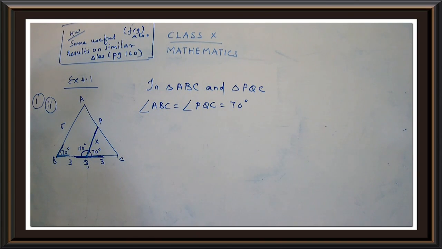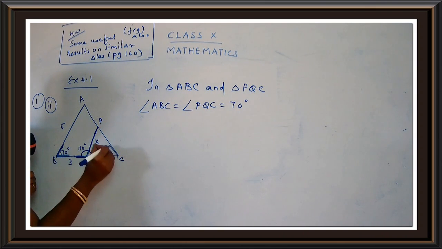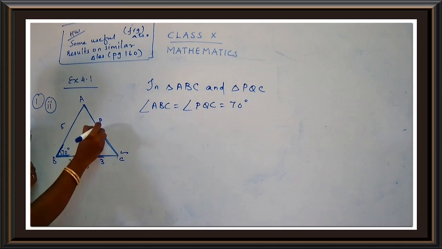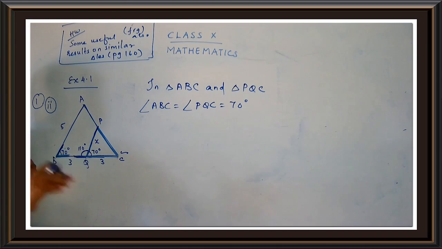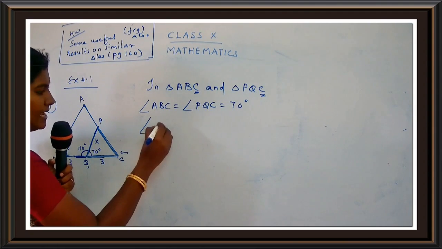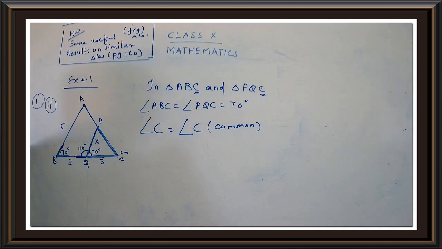One more thing. Now here, for ABC and PQC, one angle is common. Can you find out the common angle here? Which is a common angle here, see? For triangle ABC, we have C. And also for PQC, we have C. So which is the common angle? C is common, see? In both the cases, C is present. That means I can say angle C is equal to angle C. This is common for both triangle ABC and triangle PQC.